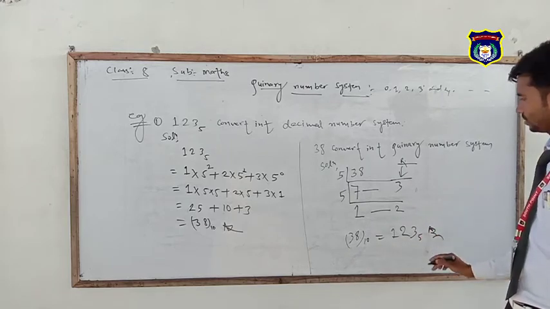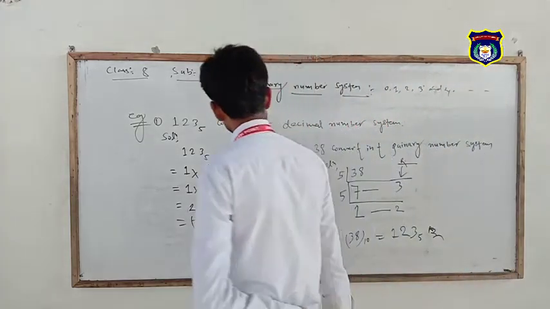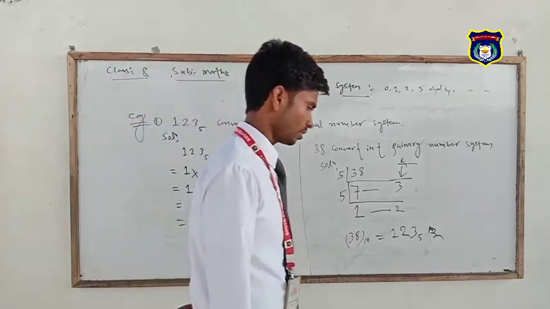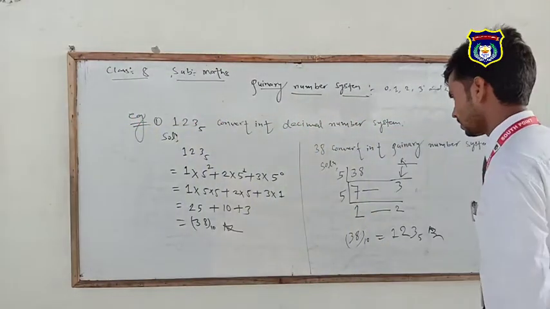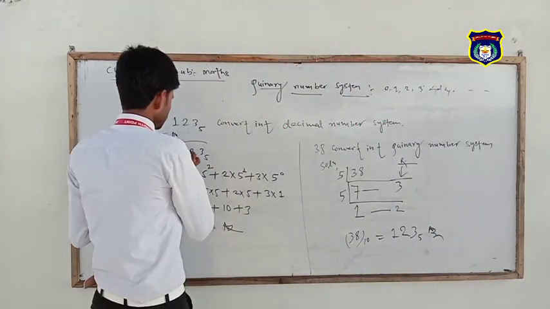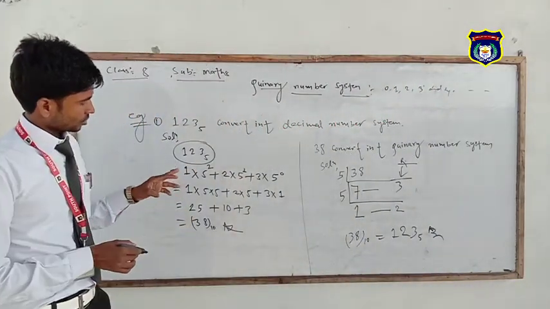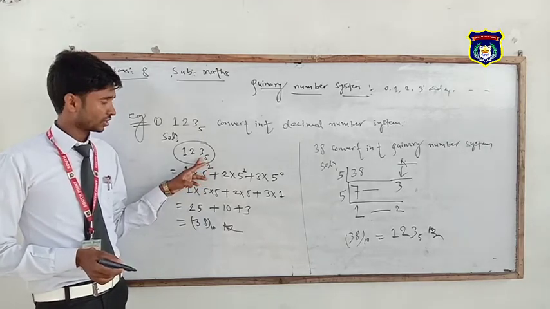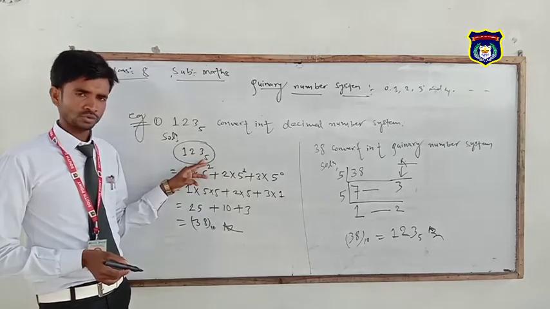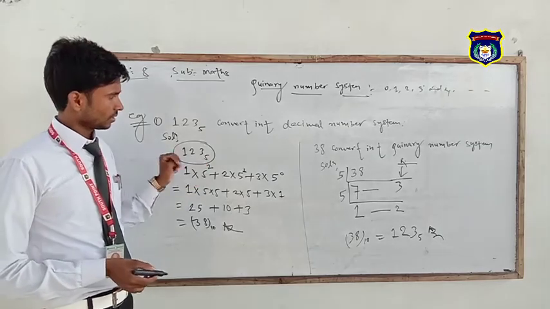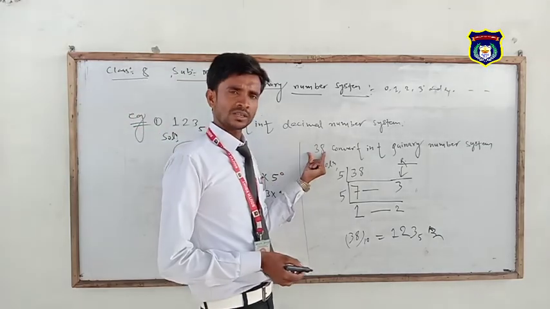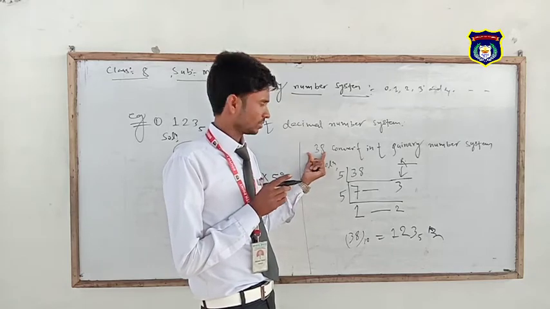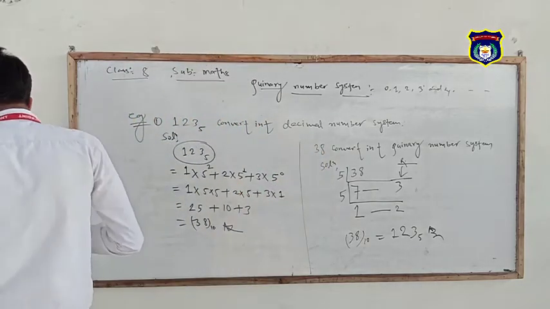So this is the process: quinary changes into decimal and decimal changes into quinary. This number is called quinary because its base is 5. Suppose the base is 2, it is called binary. Now, if no base is given, you understand it is a decimal number. Next example.